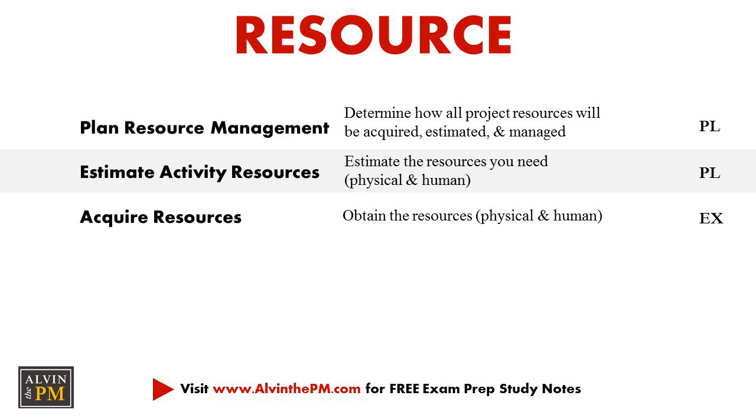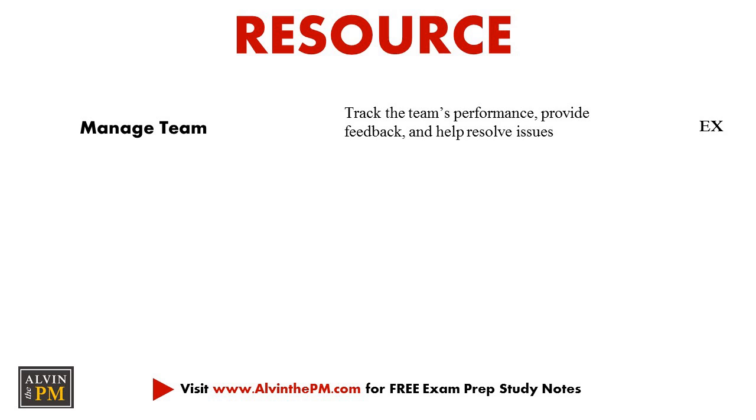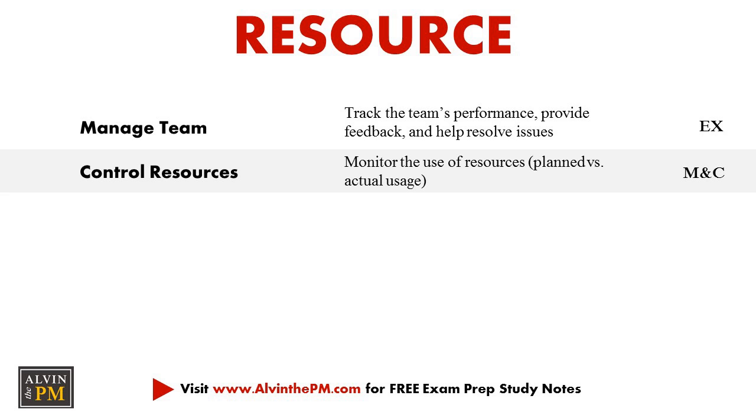After our resources have been acquired, we can focus on the human aspect of our project and begin building and developing our team. So what that means is we're building the team so that everyone works well with each other. We're improving the team environment, their skill set, and interaction with each other to improve the project's performance. Now, of course, the next step is to manage the team by monitoring everyone's performance, giving feedback where needed, and helping resolve issues. Keep in mind that this is different than the previous step because when you're managing the team, you're motivating and encouraging them so that everyone performs to their best capabilities. And lastly, we control resources throughout the project and monitor what we planned versus what we actually used.